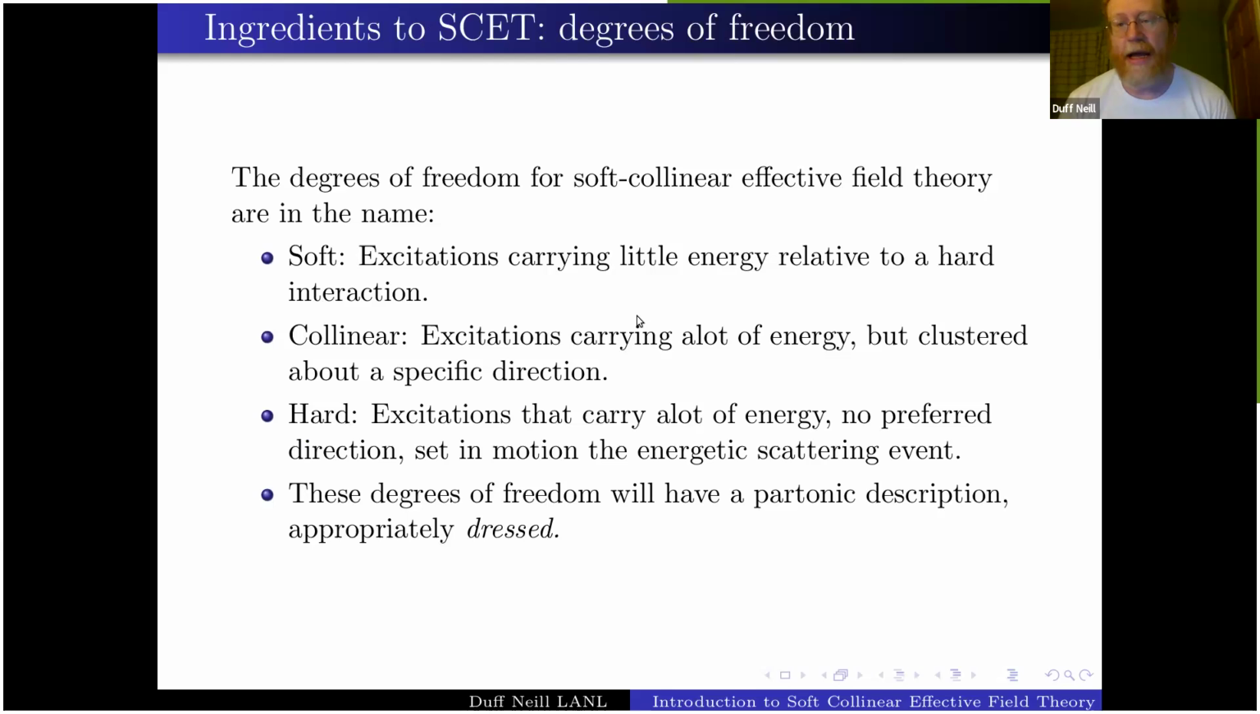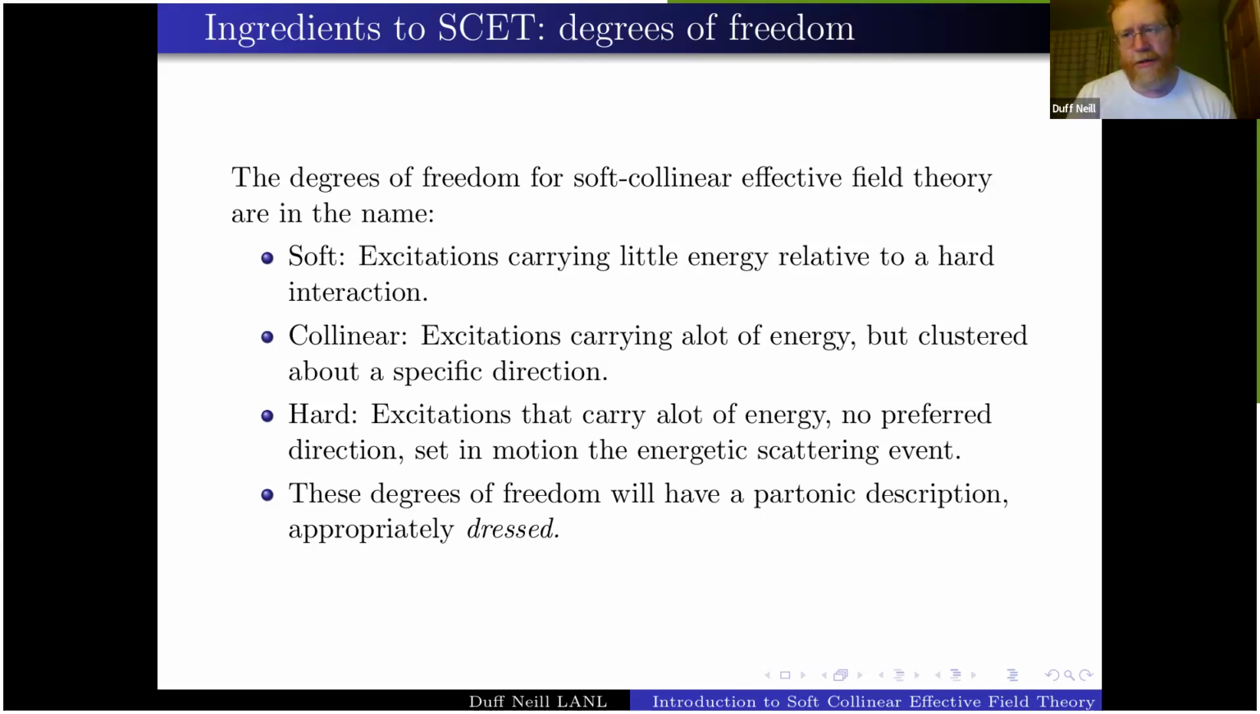So often you'll hear the language in effective field theory that you'll have on-shell and off-shell degrees of freedom. The off-shell degrees of freedom would in this case be the hard modes that have to do with the production of the Z boson and its initial decay, whereas the on-shell degrees of freedom are these soft and collinear particles. Those are the ones that we pretend are going to wind up in our detector, the observable consequences and the ones that we want to have an effective theory for.